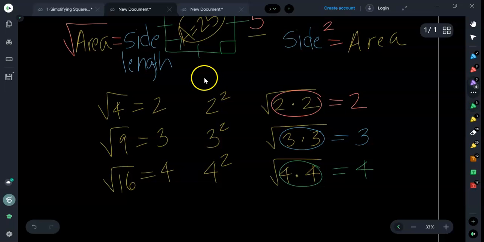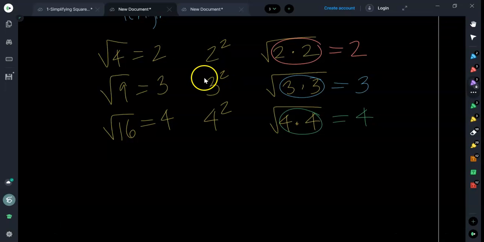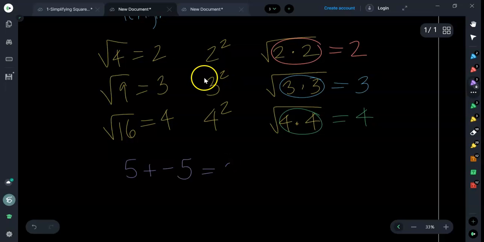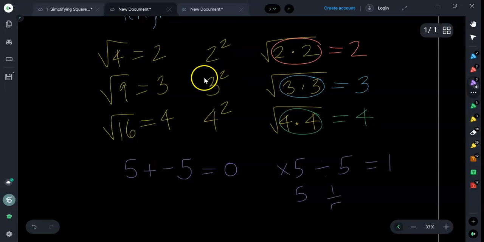One thing that you need to realize is that just like addition and subtraction are inverse operations, multiplication and division are inverse operations, square root and squaring are inverse operations. For example, 5 and negative 5 are inverses. They'll cancel each other out. If I multiply by 5 and then I divide by 5, those cancel each other out. That gets me to 1 in a lot of cases. You have 5 and 1 over 5, so those are inverses of each other. That's called a multiplicative inverse, and that's an additive inverse.